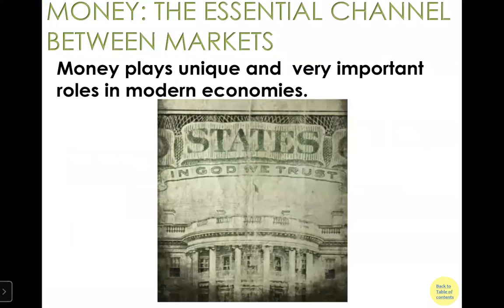Let's start with the first topic. So we understand money. Money plays a unique and very important role in the modern economy. The key word is modern economy, right? But actually, even in ancient days, money existed, but in a different form or a different way.